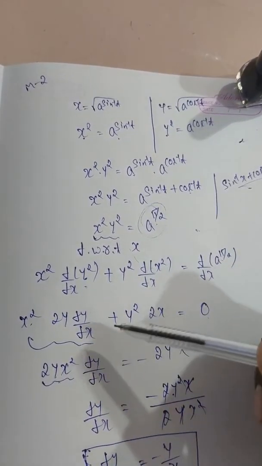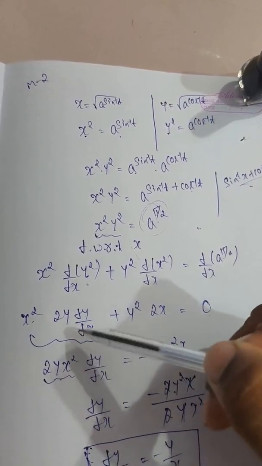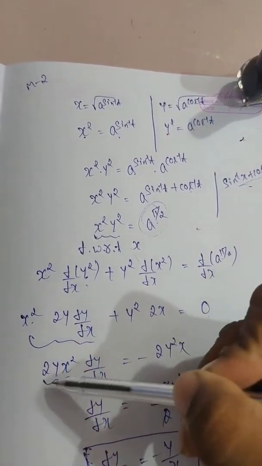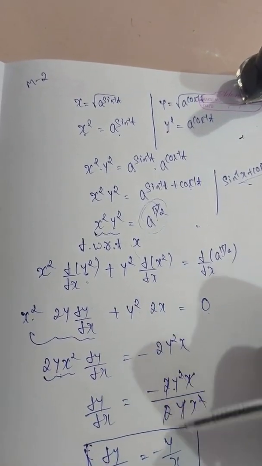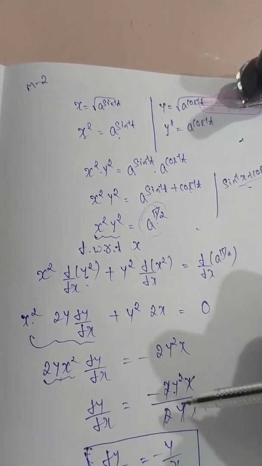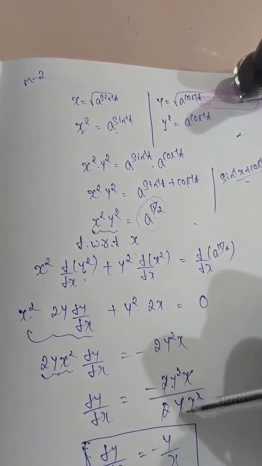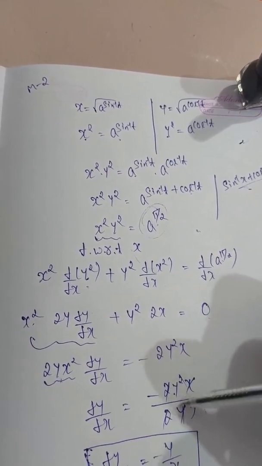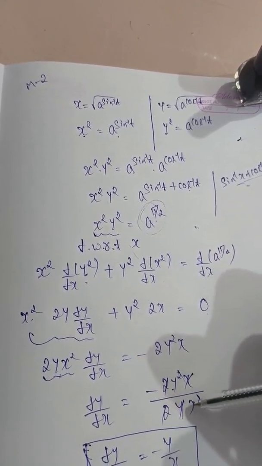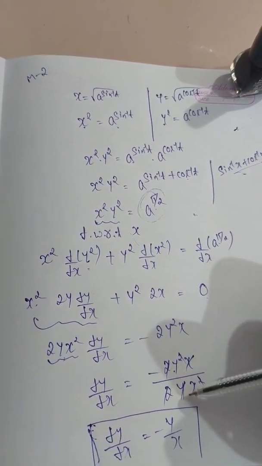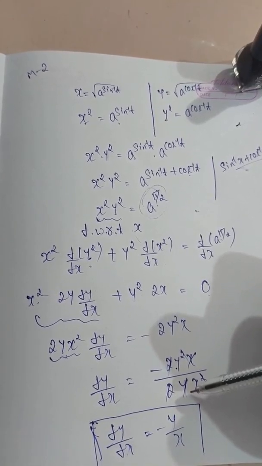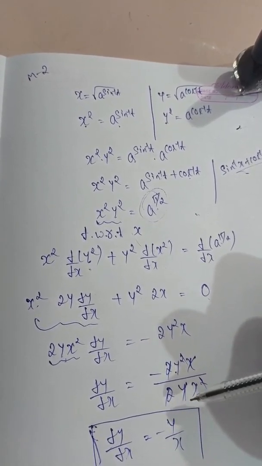Now keep the dy by dx on the left side, the rest all on the right side. So take this to the denominator and cancel the same terms: 2 cancels, x cancels, y cancels. In the numerator we are left with y, in the denominator we are left with x. So dy by dx is equal to minus y by x. So this is a problem for 3 marks.